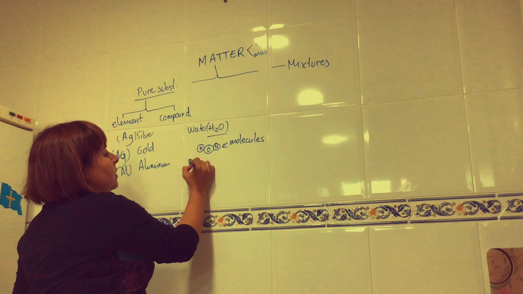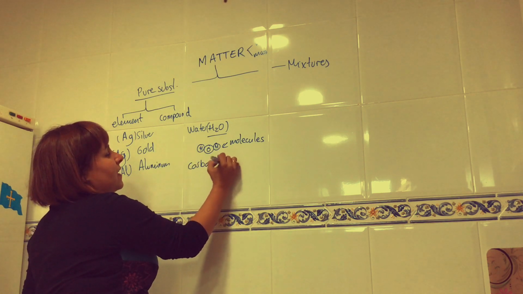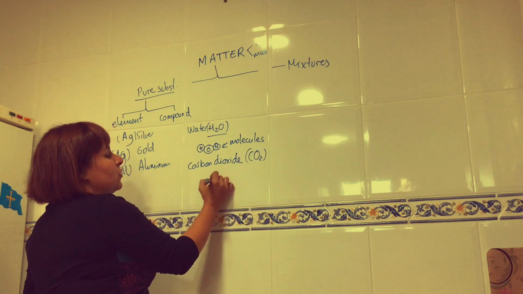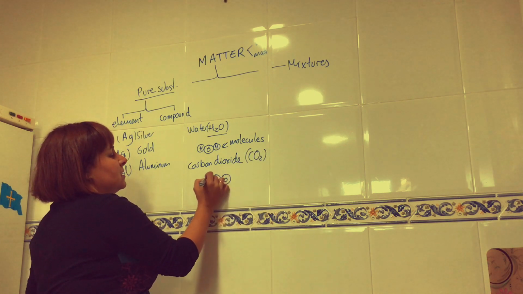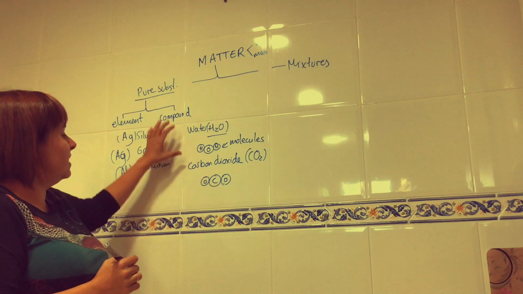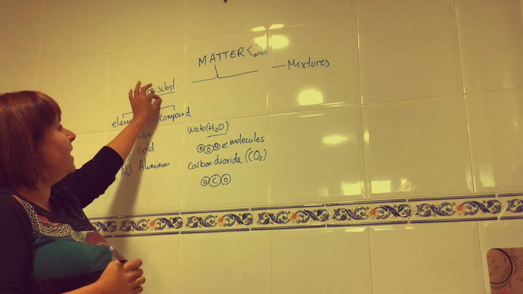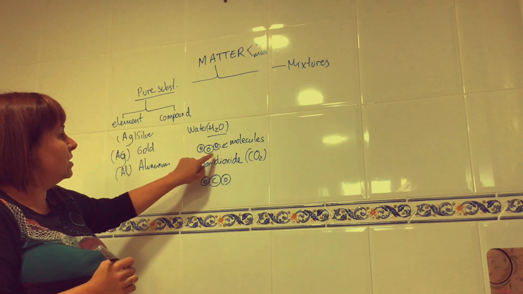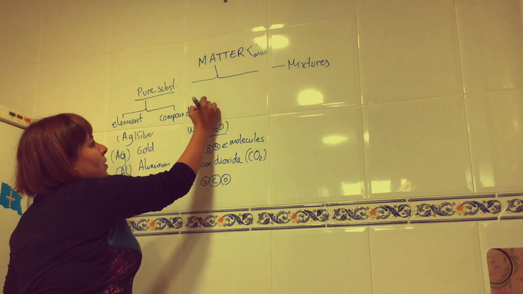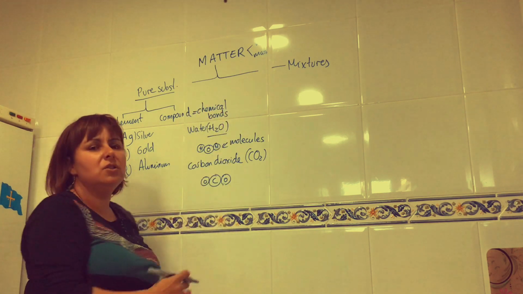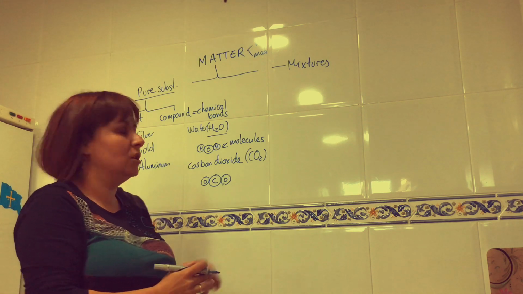Another example will be carbon dioxide. In this case, it is made up of carbon and oxygen, like this. Well, this is a molecule, this is another one, and they form a compound. Why is it a pure substance and not a mixture? Because between the atoms, there are chemical bonds. Bonds son enlaces, enlaces químicos.